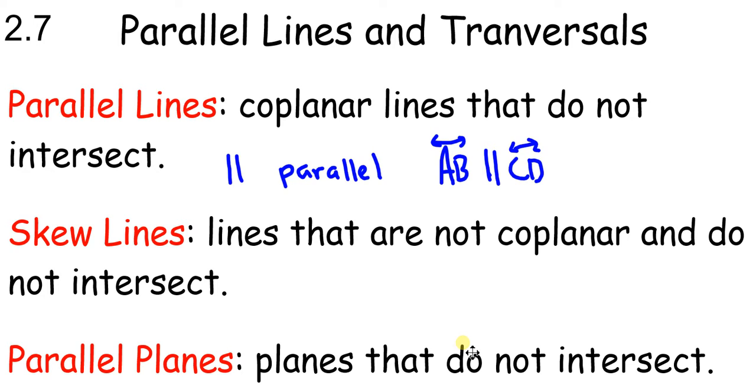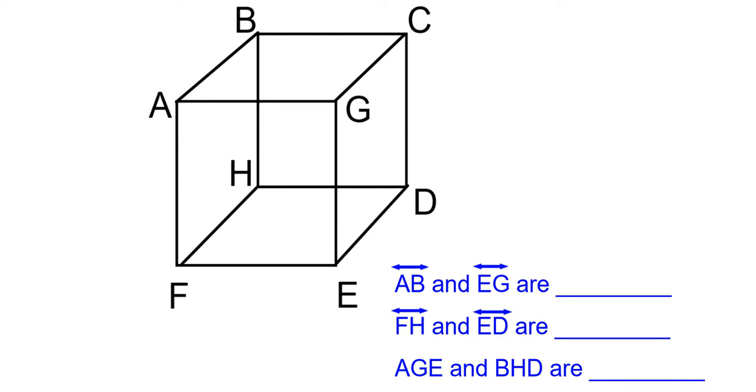So we'll see an example of what that looks like in just a second. Parallel planes are planes that do not intersect. So you'll see these a lot in 3D figures, such as this cube. So if I were to look at line AB and line EG, which would be here and here, I can see that they are not coplanar and they do not intersect, so they are skew.